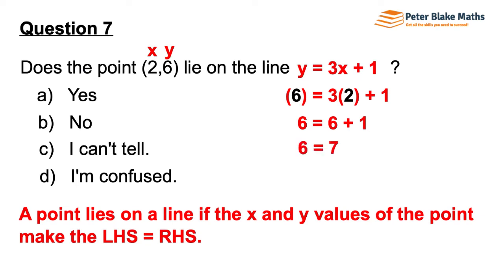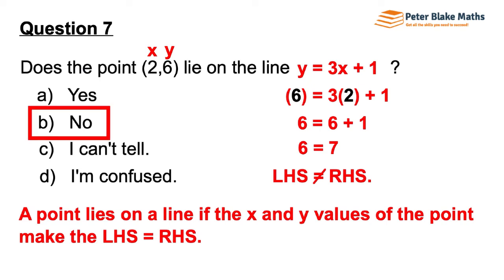Now I'm here to tell you that 6 doesn't equal 7 very often. So that means the left hand side doesn't equal the right hand side with those coordinates and that linear expression. That tells us that no, that point does not lie on that line if we drew it all out and graphed it. So a point lies on a line if the coordinates make the equation work properly, so they make the left hand side equal the right hand side. Not in this case though.